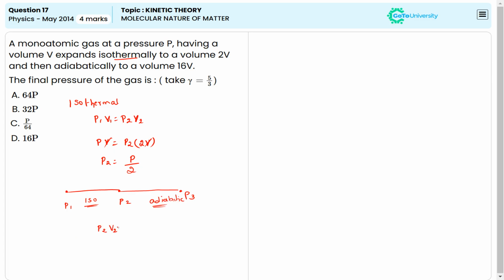For the adiabatic process, P2 V2 to the power of gamma is equal to P3 V3 to the power of gamma. P2 is nothing but P by 2, so I will substitute the direct value. P by 2 times 2V to the power of gamma is equal to P3 into 16V to the power of gamma. Then P3 is equal to P by 2 into (2V divided by 16V) whole to the power of gamma.